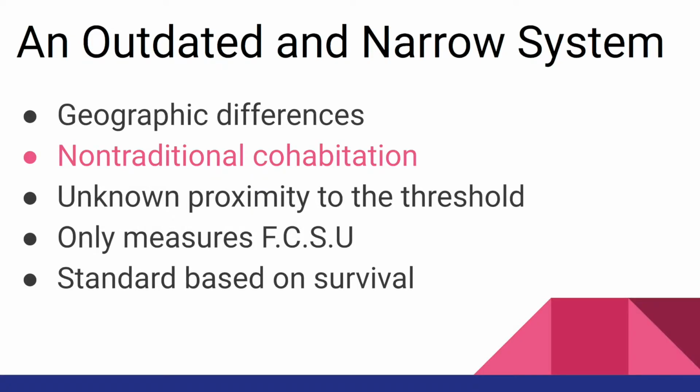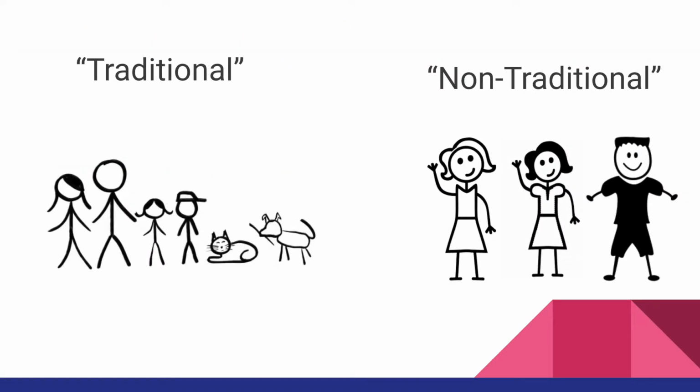The next reason is non-traditional cohabitation. There has been an increase in non-traditional cohabitation, which is when 2 or more people live in one space and share resources, but there is no marriage or family connecting them. The resources are being shared, and this does not factor into the threshold.